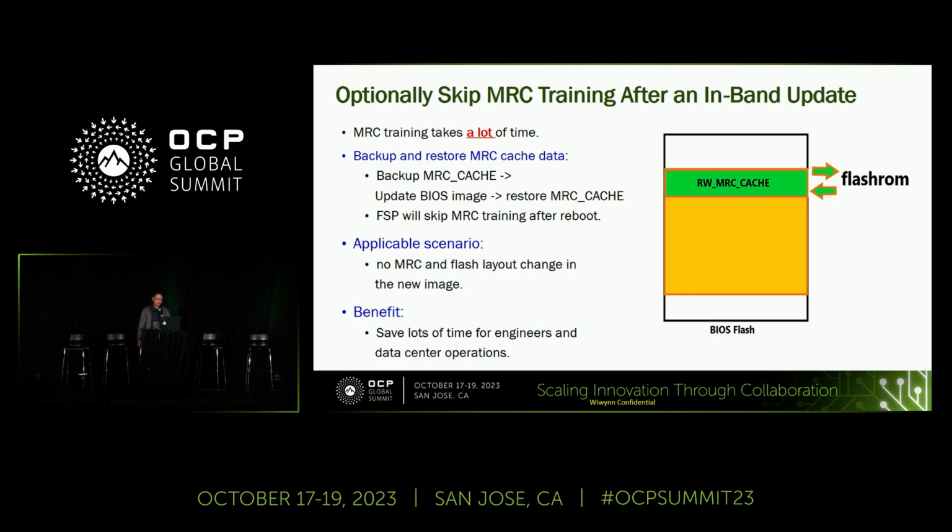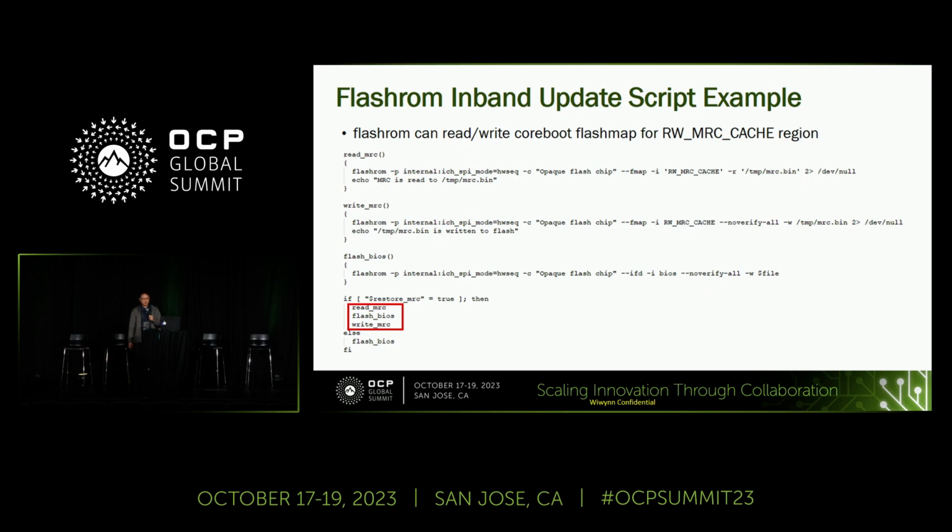The applicable scenario is when there's no MRC or flash layout change in the new image. And the benefits obviously can save lots of time for engineers and data center operations. Here's a Linux script for the flashrom in-band update example for Intel EcoStream. From the red square, flashrom can read the MRC training data first, flash the BIOS image, and write back the MRC cache data.